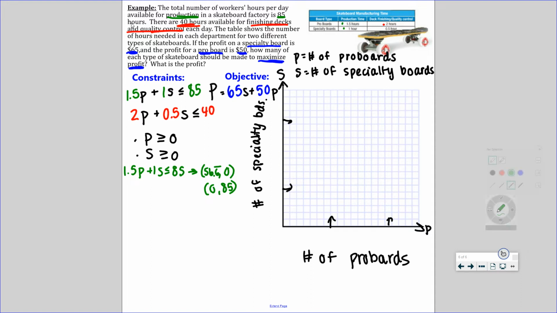All right, my other equation is 2p plus 0.5s is less than or equal to 40. So I'm going to do the same thing. I'm going to find x and y intercepts. So this might be a little different from what we did yesterday.